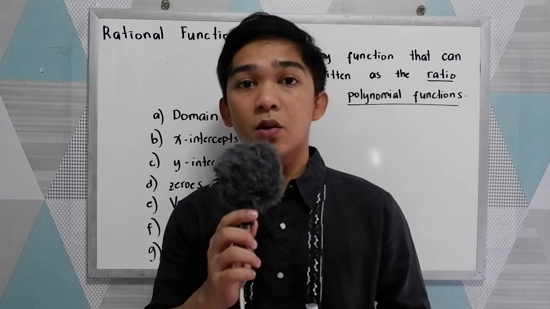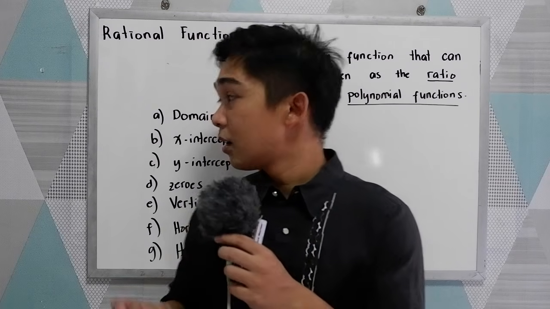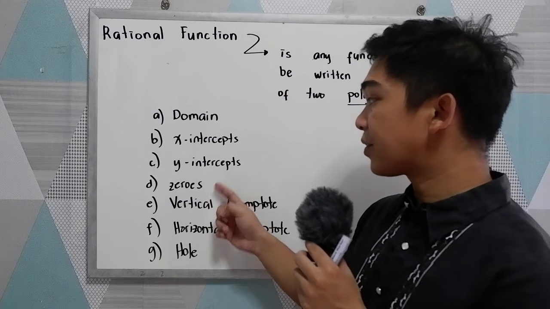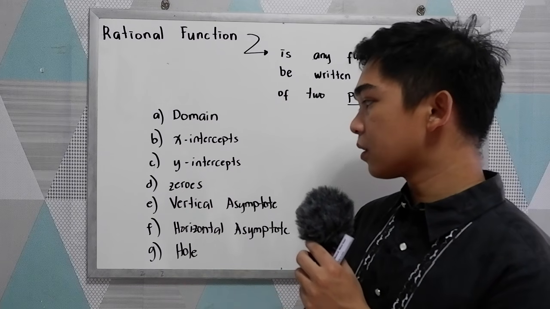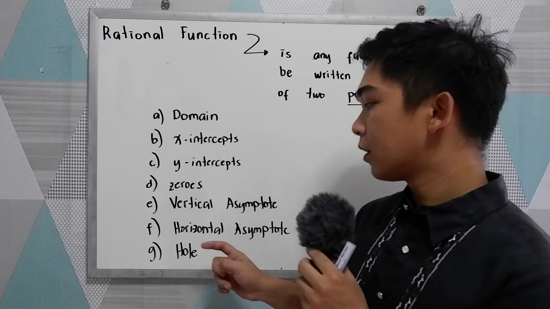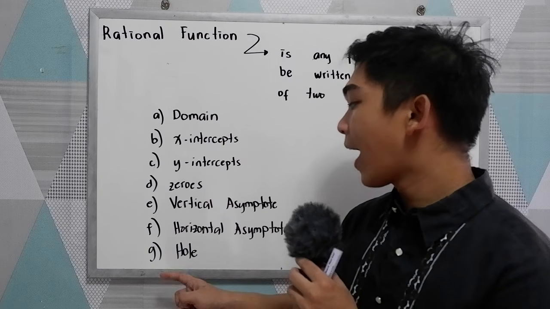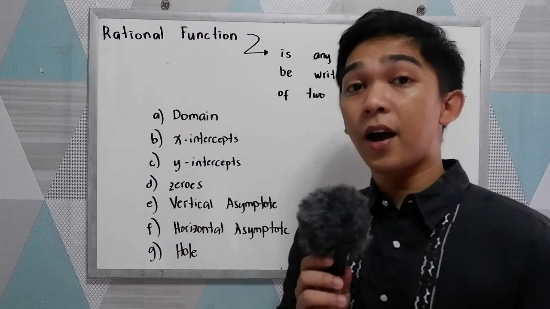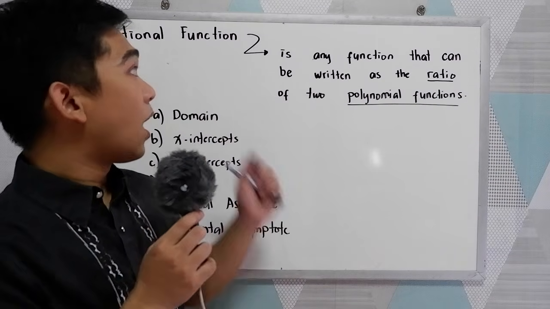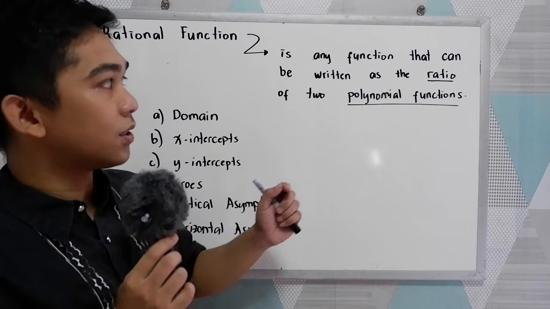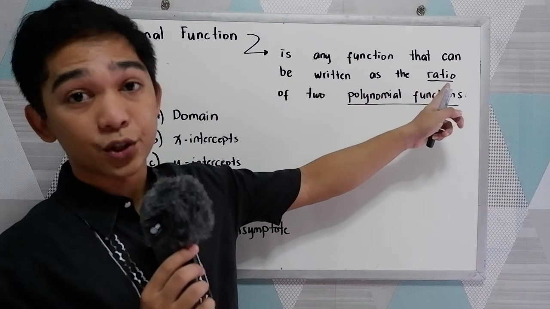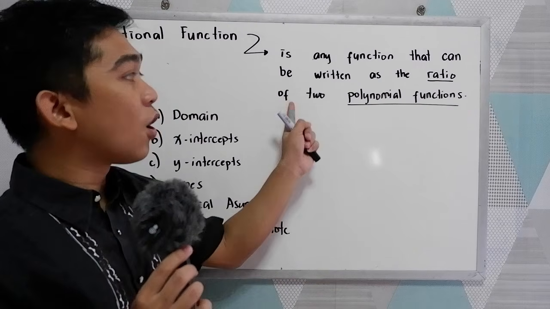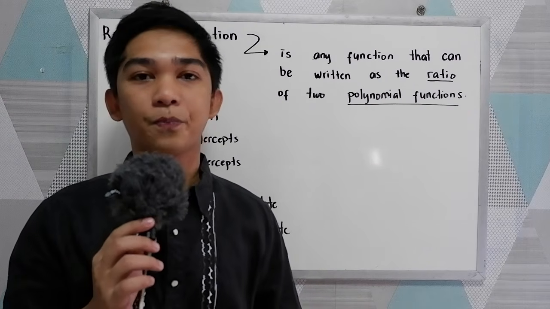In this tutorial video, I will be teaching you how to get the domain, the x-intercepts, the y-intercepts, the zeros, the vertical asymptote, the horizontal asymptote, and the hole of rational functions. Let us first define what a rational function is. A rational function is any function that can be written as the ratio, so when we say ratio, we have the numerator and denominator of two polynomial functions.